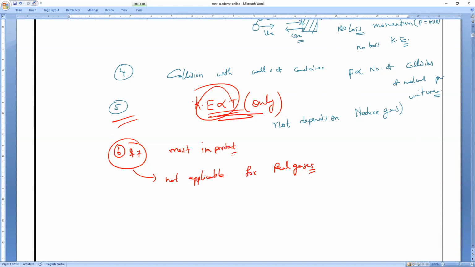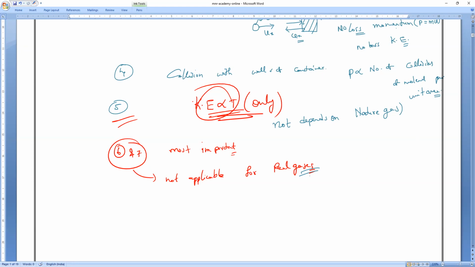So the point number 6 and 7. What is point number 6, everybody? The volume occupied by a gas molecule is negligible when compared to the volume of a gas. Last class we solved one numerical. Do you all remember the volume ratios? Please say yes or no. Yes, sir. So the volume occupied by a gas molecule is negligible when compared to the volume of a gas. That is what you have to remember.